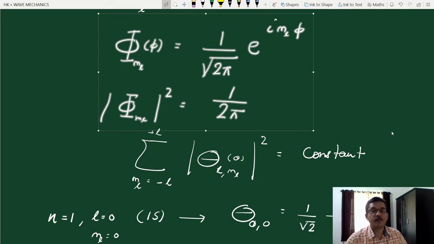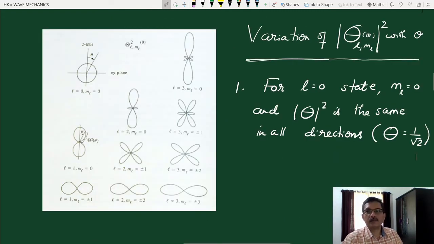But if the subshells are partially filled, and if we have some method by which we can measure the z component of the electron, now we know the ML state. Once we know the ML state, it means that the angular wave function, the polar wave function theta, has a particular value. Then let us see how theta varies with the polar angle. So let us consider the variation of mod capital theta square, the square of the polar wave function, with the polar angle.